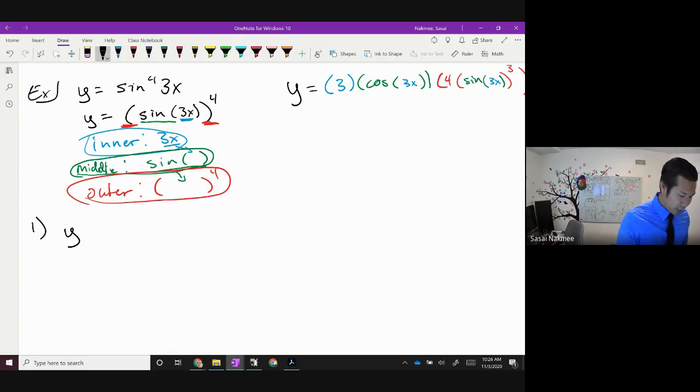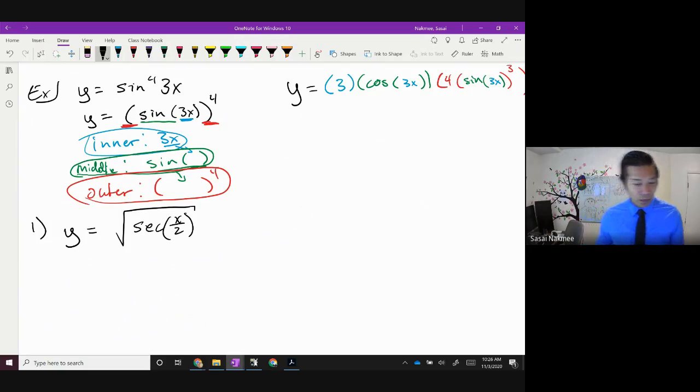y is equal to the square root of secant x over 2. Try that one. This one's a little bit more difficult, so I'm going to give you about 3.5 minutes on this one.